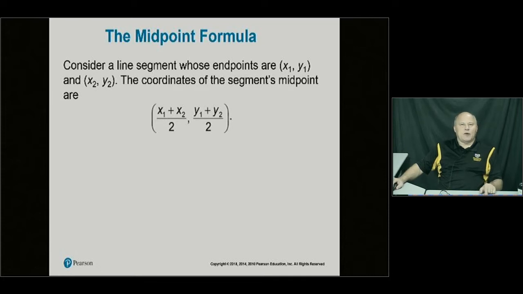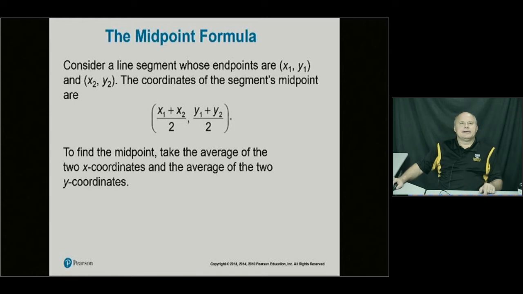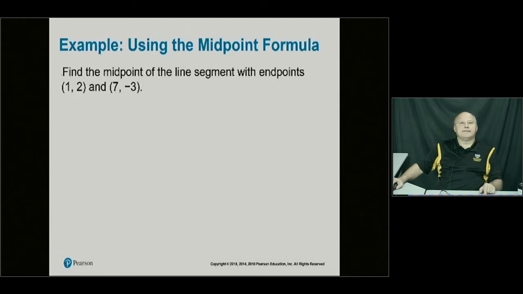And then the y coordinate of your midpoint is averaging the 2 y coordinates, the one that's on the left versus the one on the right. Add them up and divide by 2. Okay? So in words, to find the midpoint, take the average of the two x coordinates and the average of the two y coordinates. All righty.